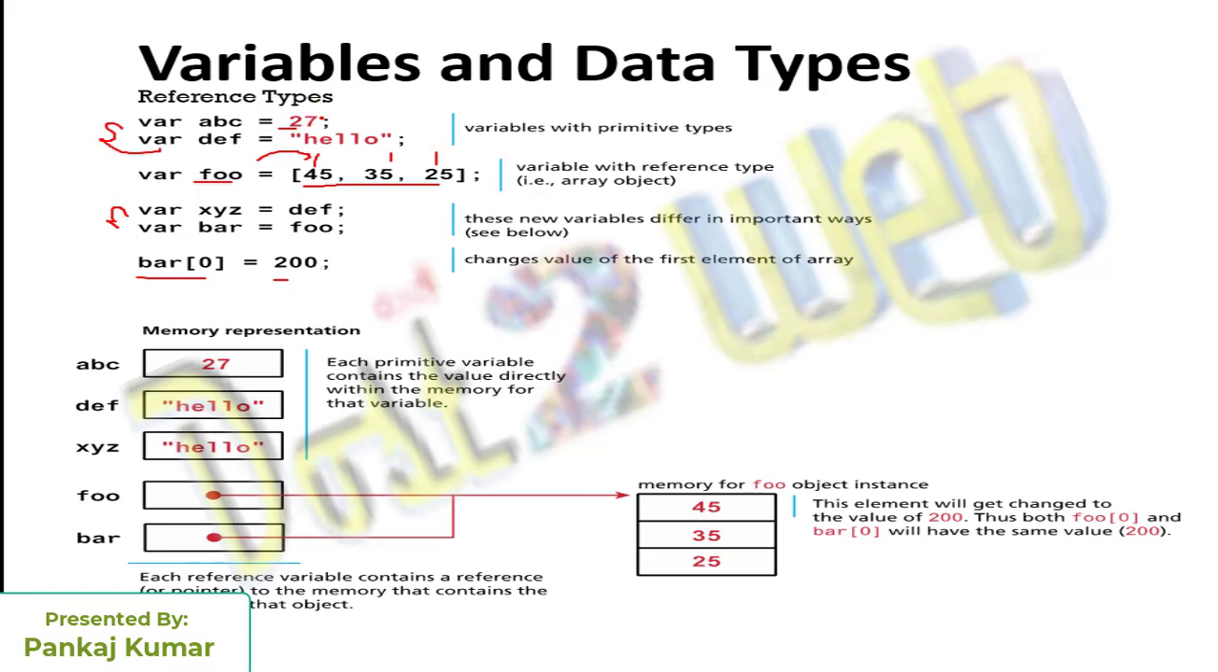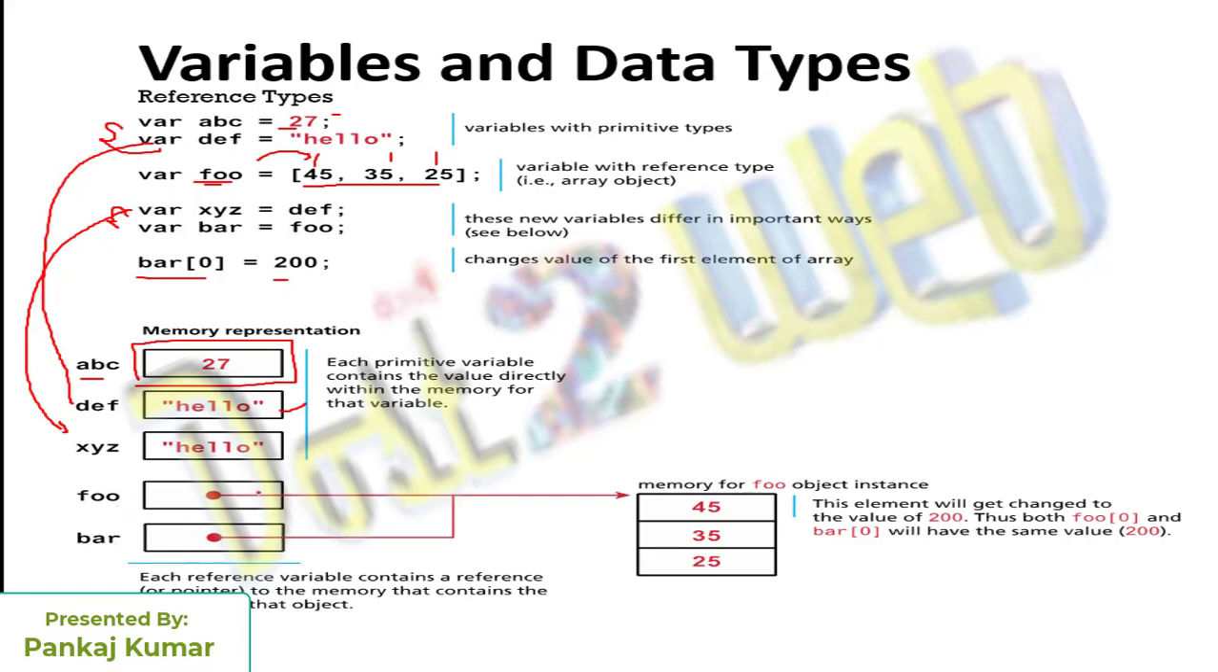When you define it this way, ABC, what will happen? It will define a variable and this is stored in the memory representation. When you use the definition value, it is stored like this. When you use xyz, it simply stores. But when you create foo and bar, you can see the two different things. We have used the reference variable.